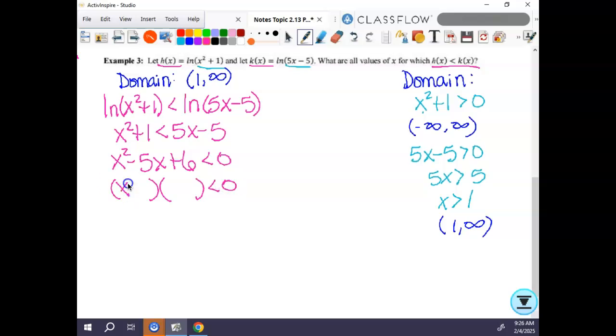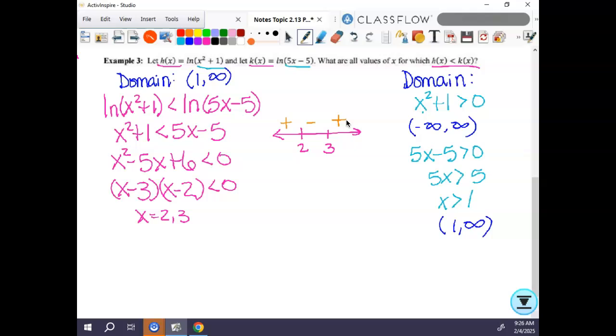Factor x and x. 6 is positive, so the signs are the same. 5 is negative, so they're both negative. What are my numbers? 3 and 2. 6 and 1 are, it's tempting, right? But not when the signs are the same. So I get x equals 2 and 3. So here's my number line with 2 and 3. This was a quadratic that opens up, so this is plus minus plus.